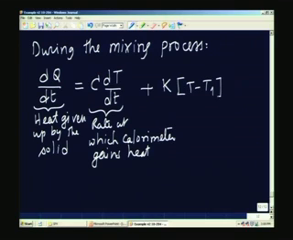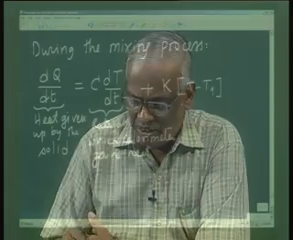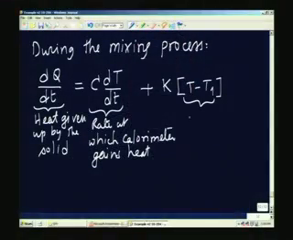The assumption is that this quantity K, which I am introducing here as a proportionality constant, is the same whether it is getting heated or subsequently it is going to cool. The same constant I am going to use, because the temperature difference T minus T1 is a very small temperature difference, at the most a few degrees.